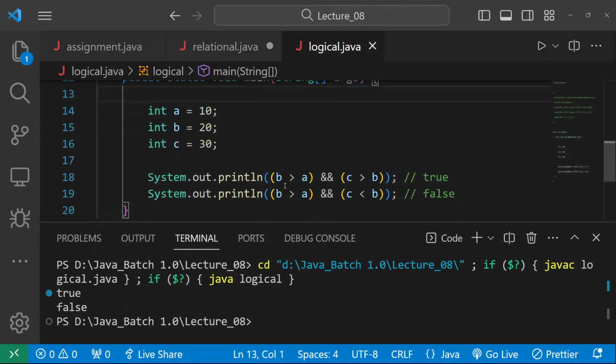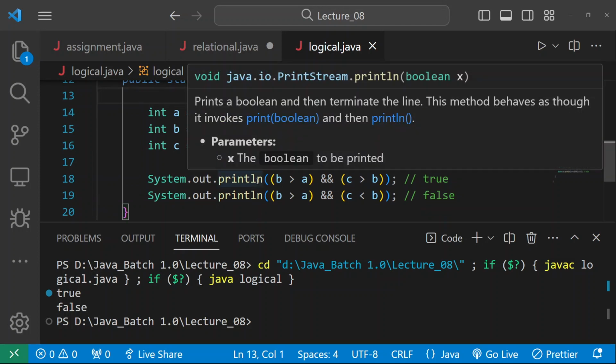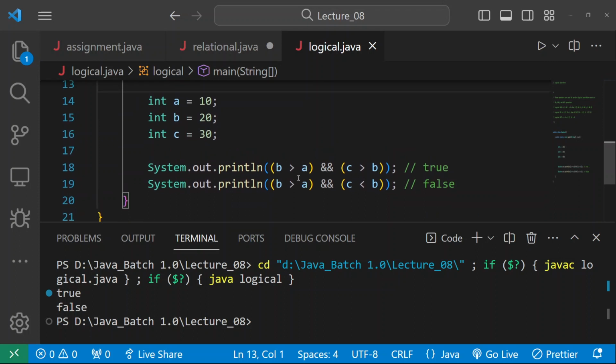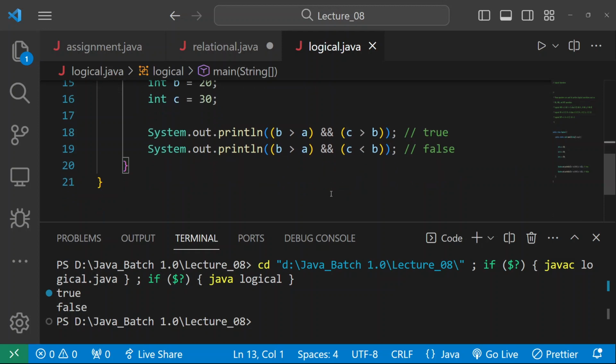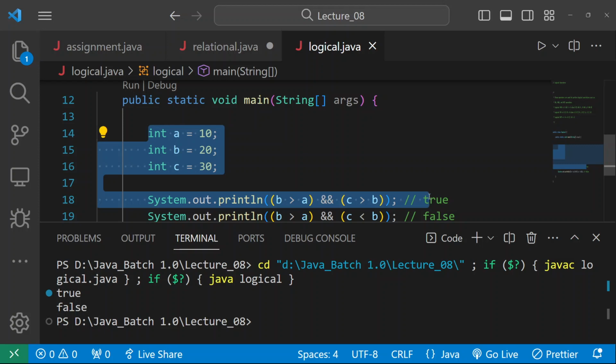Yeah, true and false. Why true? Is b greater than a? Yes, b is greater than a. And c is greater than b. Yes, it is correct. Both conditions are true, so our AND operator returns true. Second, logical AND: b greater than a, yes, it is greater. c less than b? No, it is not. So one condition is false, so we get false as output. Very good. It means the simple concept is clear to you.